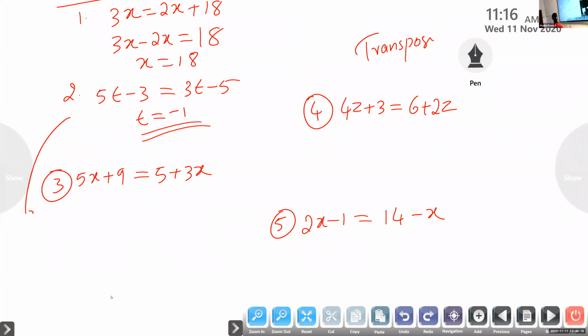Now do the next answer. Sridev, what is the value of x in the third answer? Negative 2. x equal to negative 2.